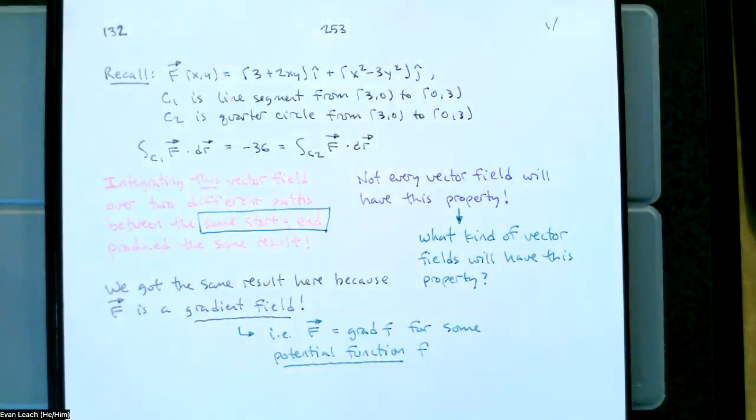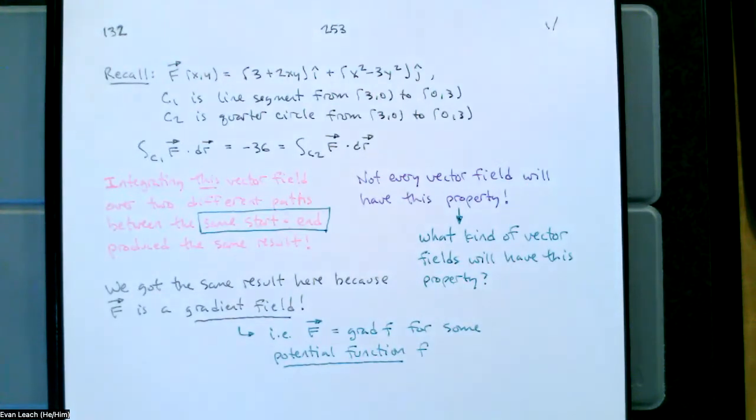If you recall yesterday, we integrated a vector field over two different paths, and those two different paths had the same starting and ending point, and we ended up with the same result, -36 in both cases. I claimed, without supporting evidence, I mean, we've got two, I guess, but without supporting evidence that this will happen for any path between our starting point and ending point. If you integrate this vector field, starting at 3, 0 and ending at 0, 3, no matter what, you'll always get -36.